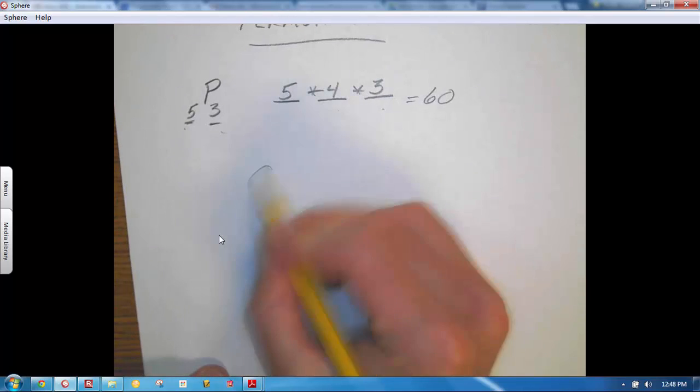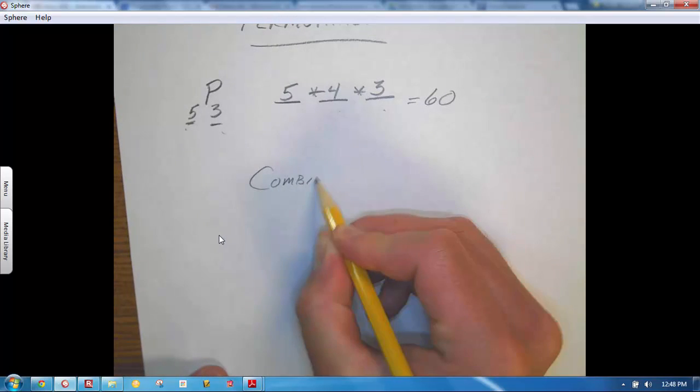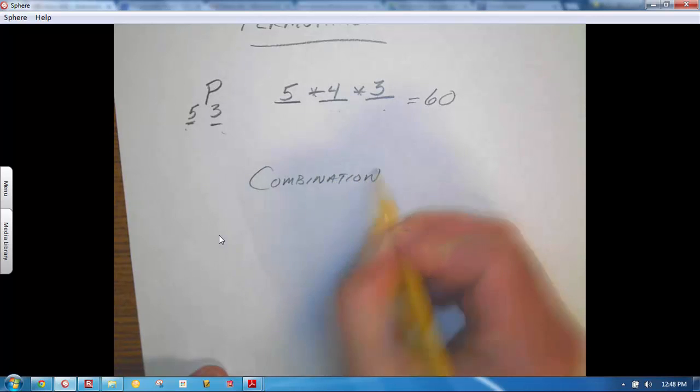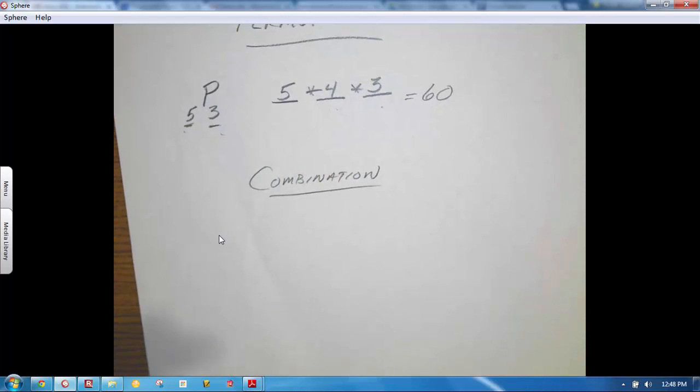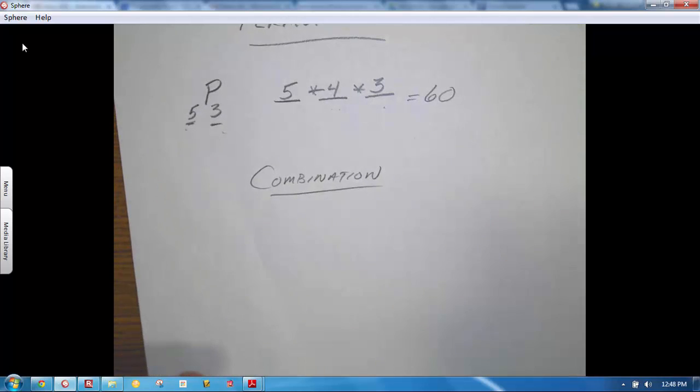For a combination, now this is something that we use when the order really isn't important. Okay, as our example in class, we talked about a pizza. So it doesn't really matter what order you place the toppings on a pizza, it's still going to be the same pizza. So sausage pepperoni is the same as pepperoni sausage.